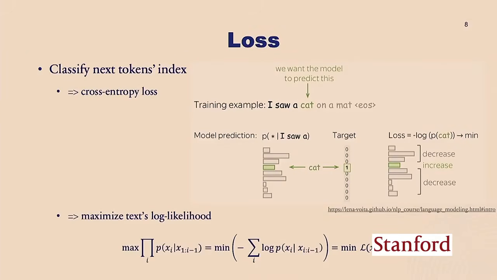One thing to notice is that, as you all know, this is equivalent to maximizing the text log likelihood, because you can rewrite the max over the probability of this autoregressive language modeling task as the minimum over, I just added the log here, and a minus, which is the cross-entropy loss. So minimizing the loss is the same thing as maximizing the likelihood of your text. Any questions?